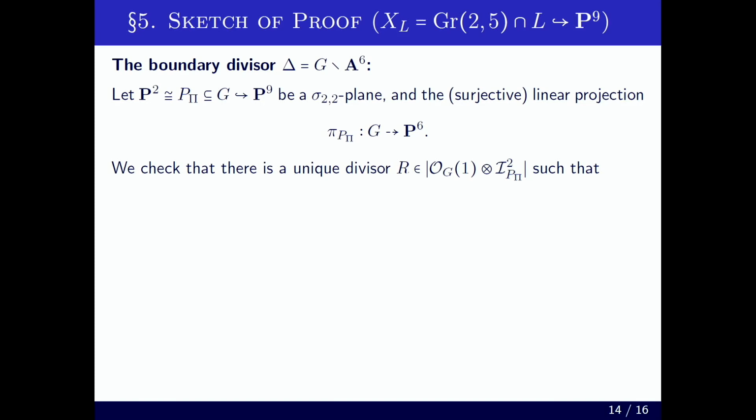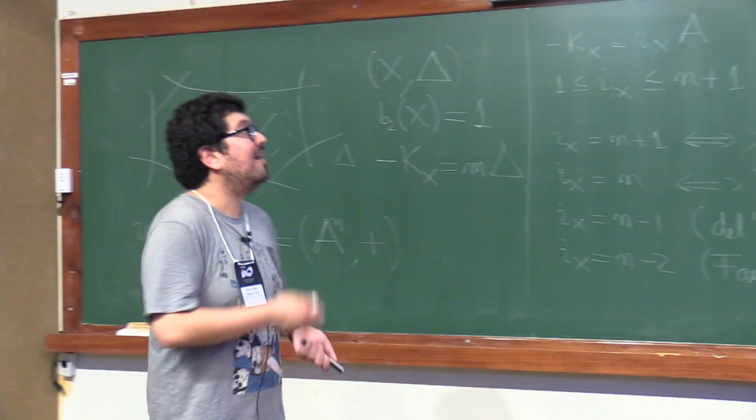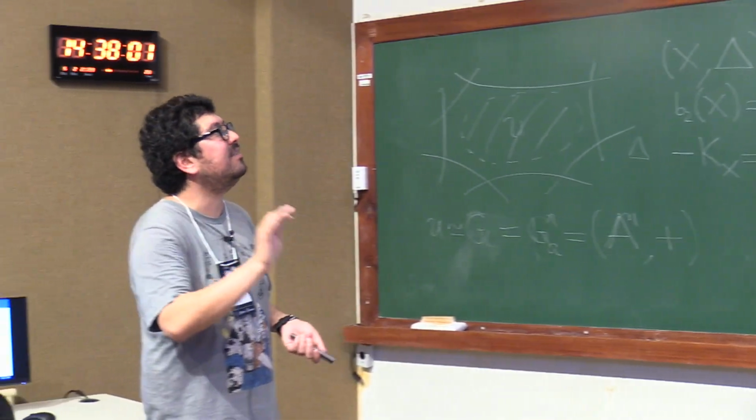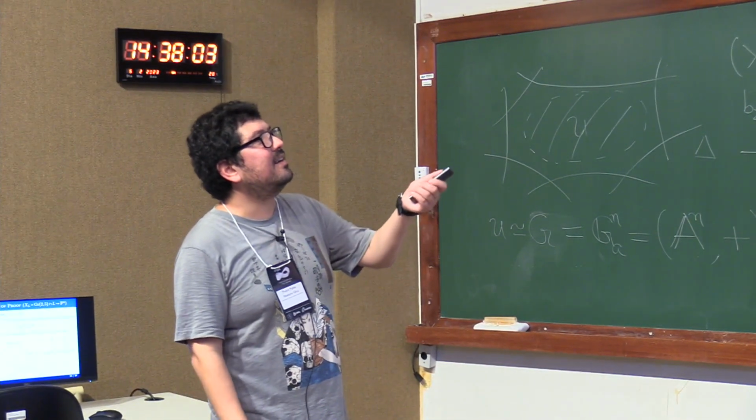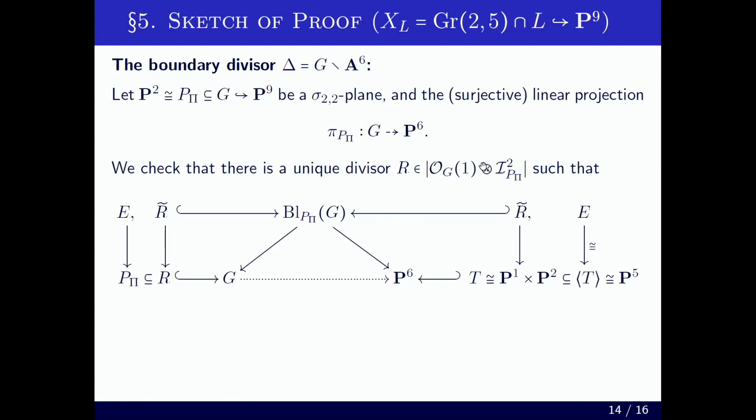G25 is 6-dimensional, P6 as well. And now you have a rational map from the Grassmannian to P6. You can check that there is a unique divisor in this linear system, and this is actually the boundary divisor. And you can follow the whole construction.